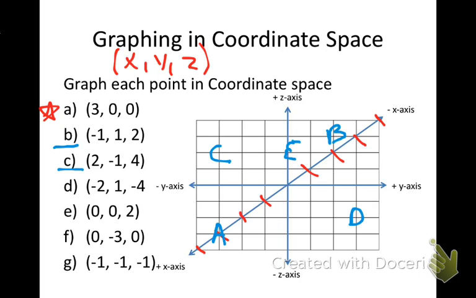Letter F, 0, -3, 0. Which way am I going to go, Isabel? Stay first and then go where? Left how many? 3? And then go up or down at all? F is located right there.